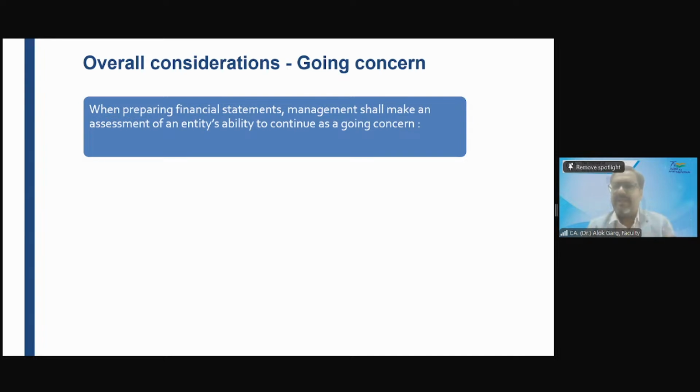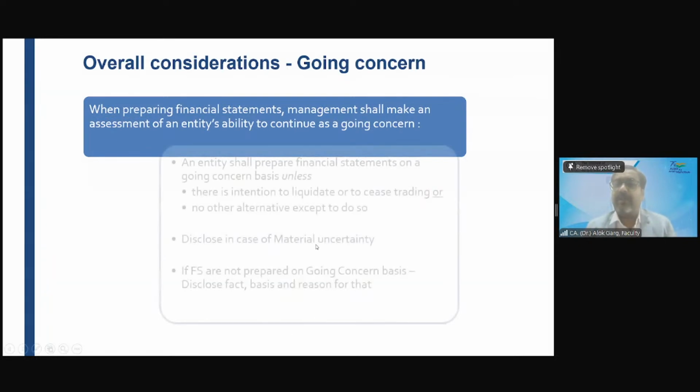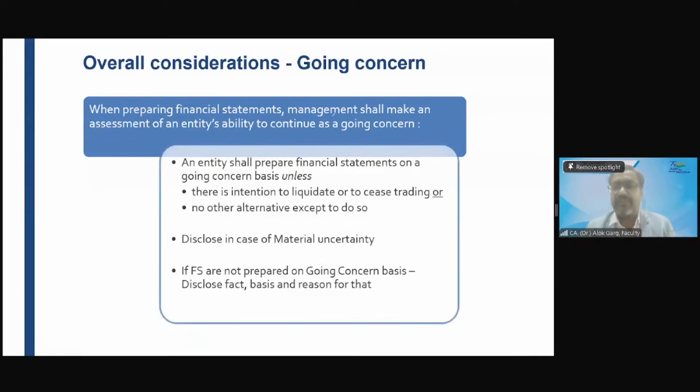Friends, Ind AS 1 says that when preparing financial statements, management shall make an assessment of the entity's ability to continue as a going concern. As I told you, on the reporting date for which the management is preparing the financial statement, the management has to check whether this entity is able to continue as a going concern in the foreseeable future. Okay. And the entity is required to prepare the financial statement on a going concern basis, right?